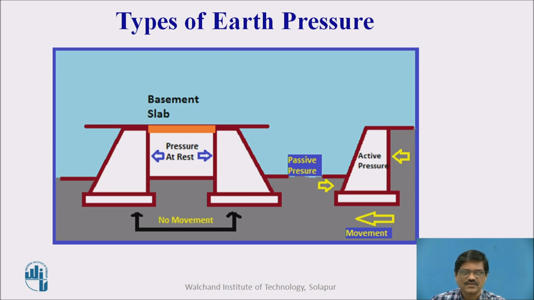In the previous session, we discussed the types of earth pressure, of which there are basically three. One is the earth pressure at rest, another is the active earth pressure, and the third is the passive earth pressure. We also discussed in which circumstances these particular pressures are generated.